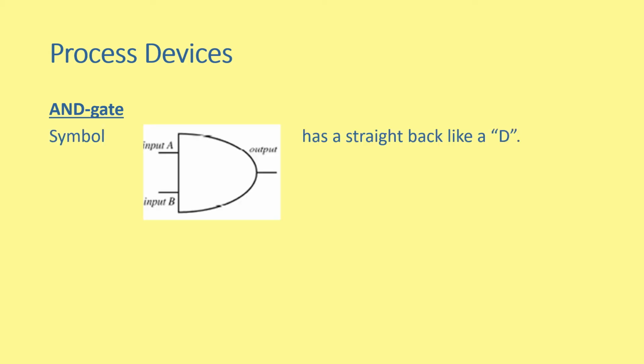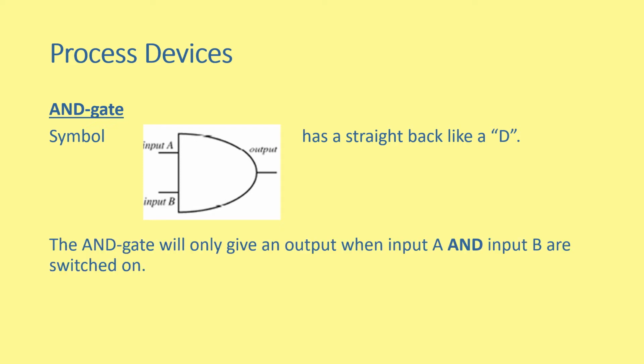And finally, our AND gate. Here's the symbol. It has a straight back like a D, and on the left we have two inputs, input A and input B, and on the right we have an output. The AND gate will only give an output when input A and input B are switched on, and we can see this in a truth table again.